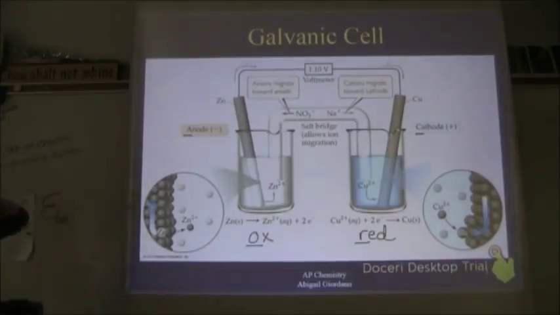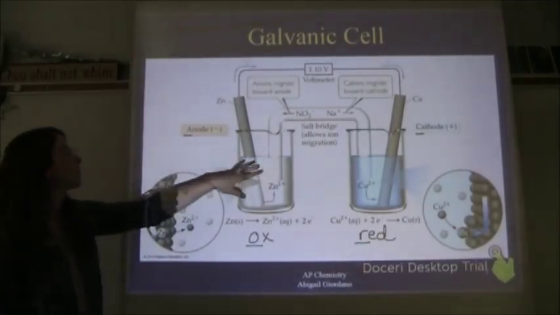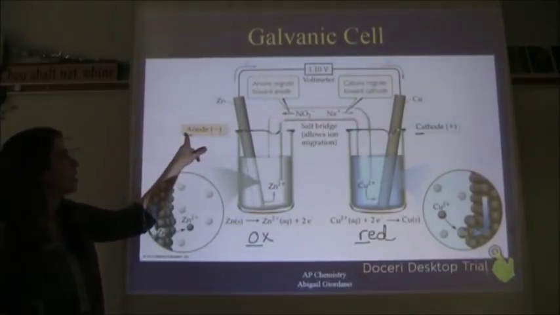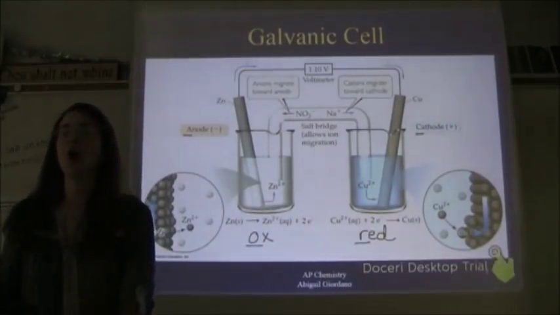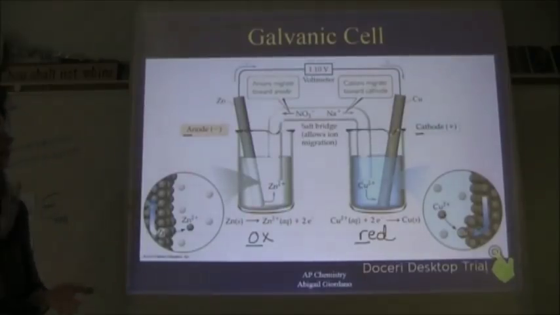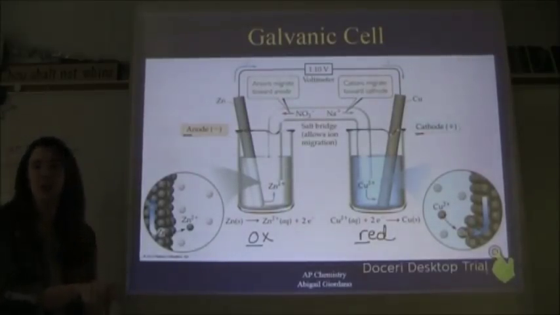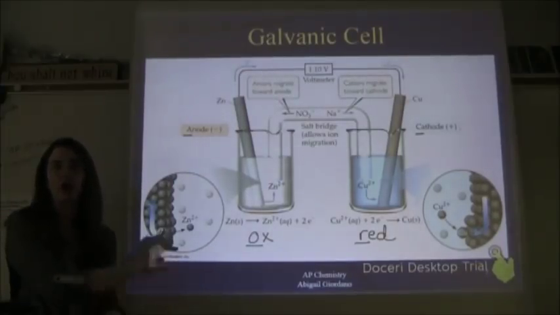Okay? Something else, and I want you to write this down. In this picture, electrons are flowing from anode to cathode. And guys, that is always the case, no matter what, no exceptions. Electrons always flow from anode to cathode.